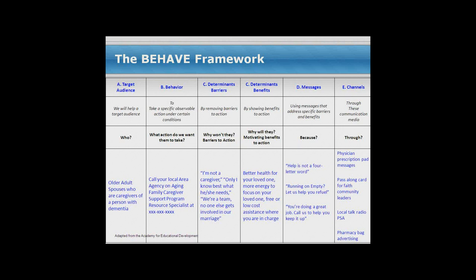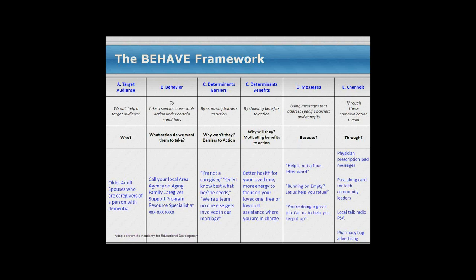So this target audience is older adult spouses who are caregivers of a person with dementia. Now notice this is pretty specific. It could be even more so. You could even go to in rural areas or in metropolitan areas, depending on where you felt like you need to further segment your audiences. But this is taking a specific caregiver situation, dealing with a specific diagnosis in a specific age group.